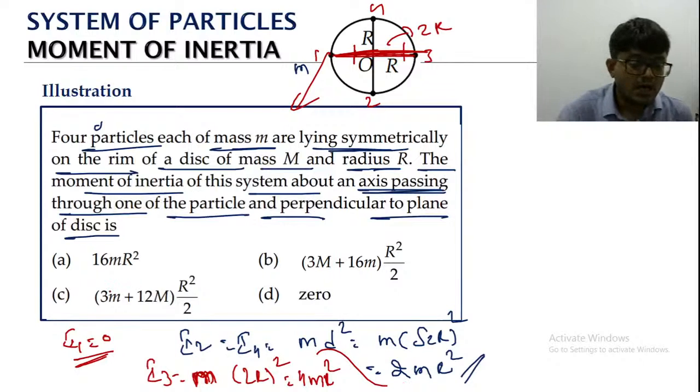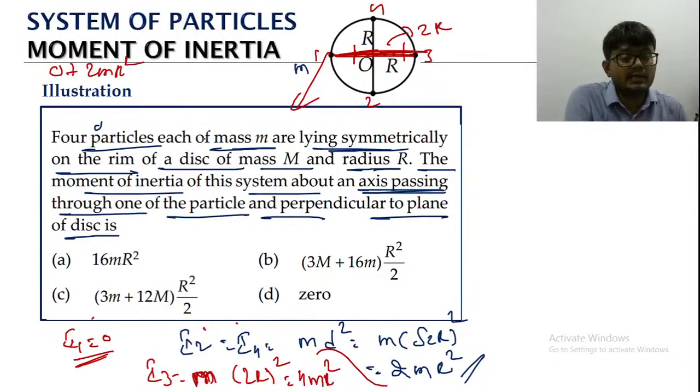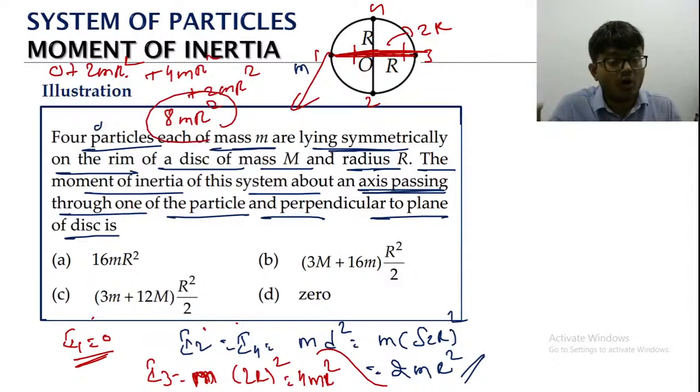Okay, so first particle 0, second particle, fourth particle 2mr square each. Third particle is what? 4mr square. So total 4 particles, right? What is it? 0 plus 2mr square. That is second particle. Third particle is what? 4mr square. Fourth particle is what? 2mr square. Totally what is it? 2 plus 4 plus 2 is what? 8 small m r square. This is the moment of inertia of all the particles.